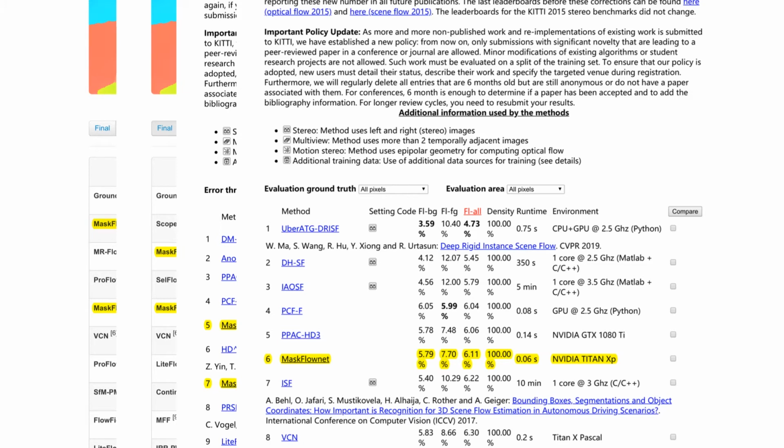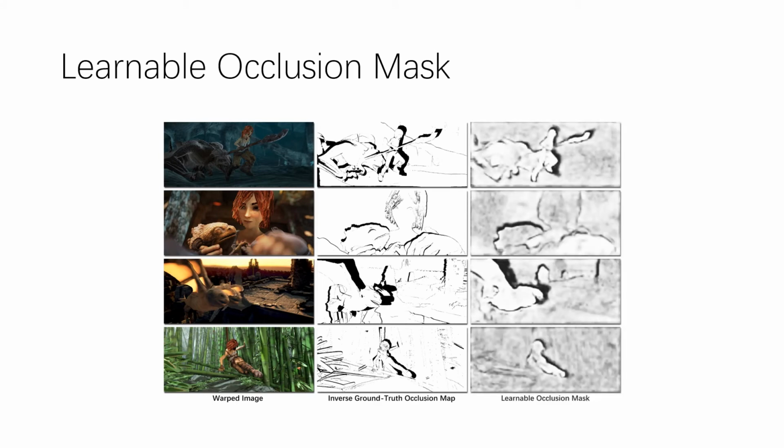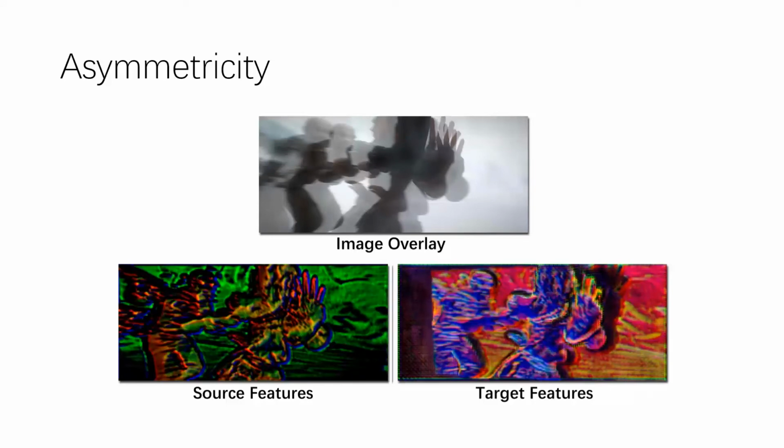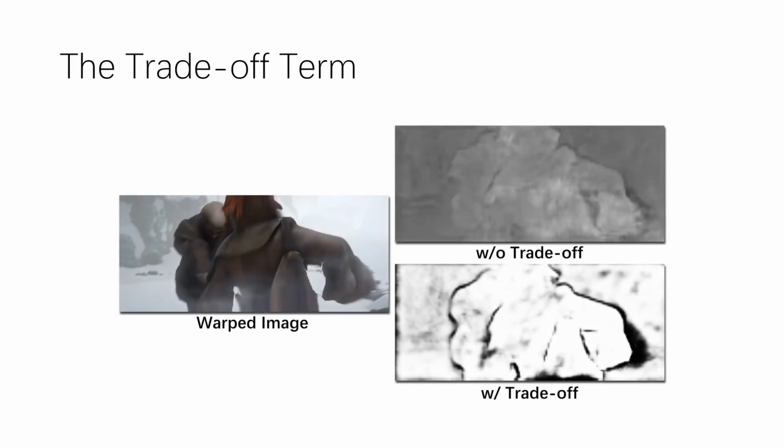Now let's have a look at how each component works. This figure qualitatively demonstrates that the learned occlusion mask matches the inverse of ground truth occlusion fairly well, even if it is learned without any explicit supervision. In the asymmetric occlusion-aware feature matching module, those are feature maps prior to the cost volume. Comparing the source features with the target features, we can see that the network does learn very different feature representations. Also, the learnable occlusion mask fails to achieve a clear estimation at first, but with the help of the trade-off term, large occlusions are successfully learned.